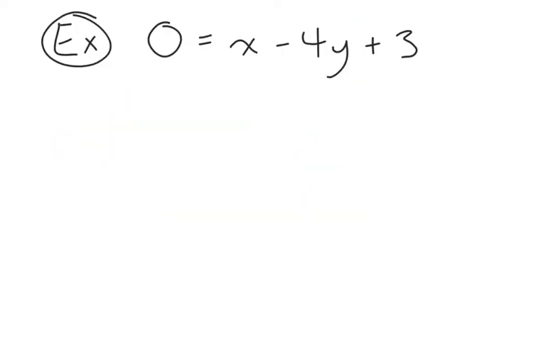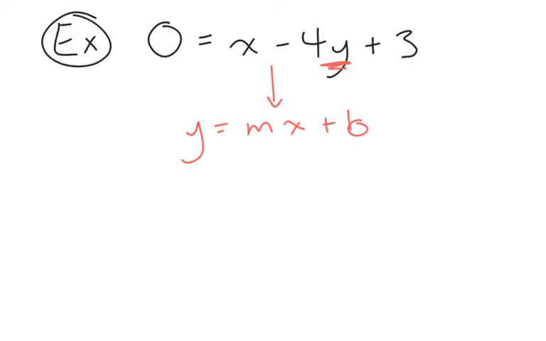In our second example, we're going to look at 0 equals x minus 4y plus 3. Again, we want to change the form of this equation into slope-intercept form. So y equals mx plus b. However, if you look above, you'll notice that the y is not isolated and it is not on the left side. So we're going to manipulate this equation so that the y is on the left side by itself.